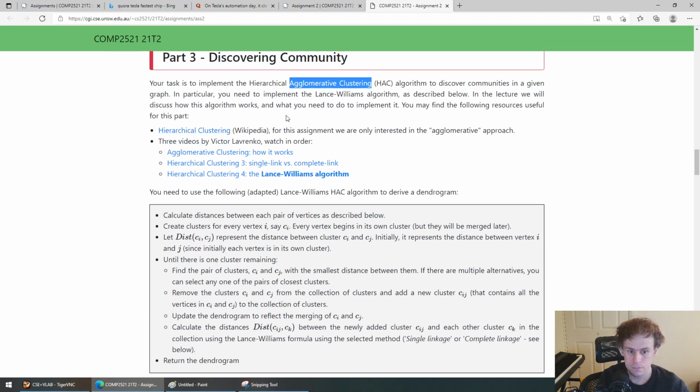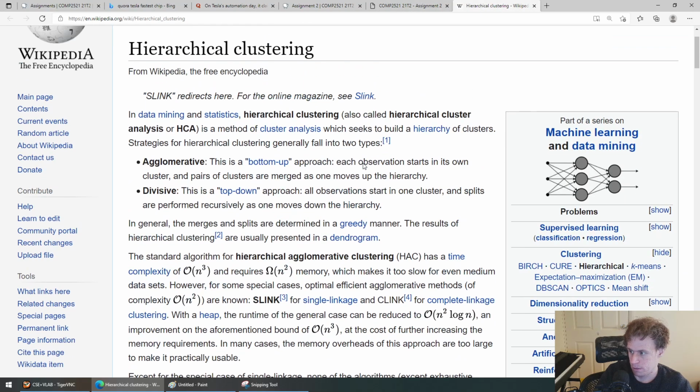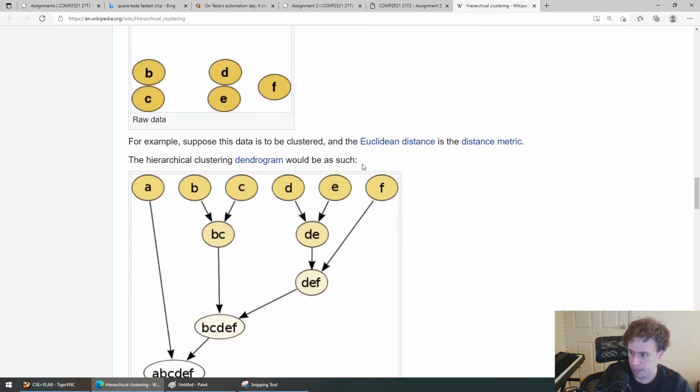And then we're looking at a Lance-Williams algorithm, which is essentially another similar algorithm on the same topic. We're going to talk loosely about how this works. We don't really need to go crazy on it because it's pretty well described online.